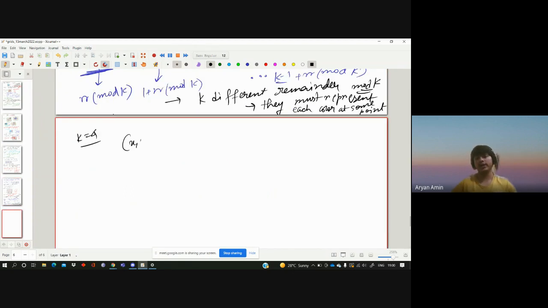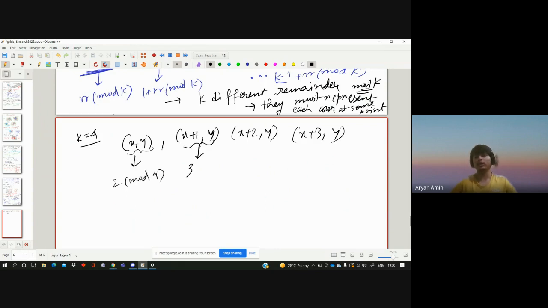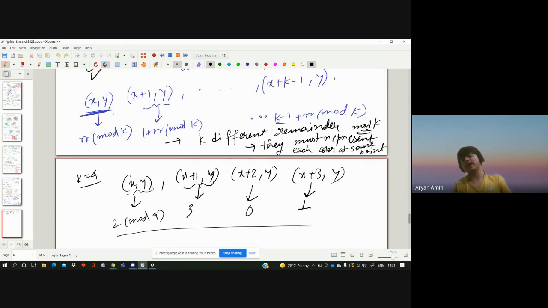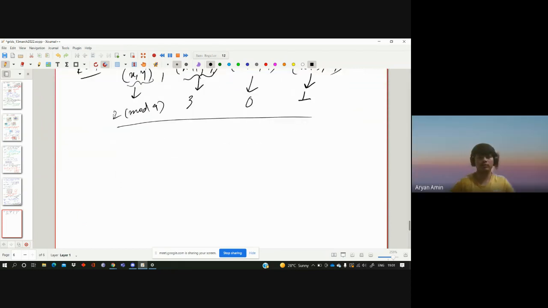So suppose a tile contains x comma y, x plus 1 comma y, x plus 2 comma y, and x plus 3 comma y. Suppose x plus 1 comma y was, let's say, 2 mod 4. Then what is this square? This is 3 mod 4, this is 4 mod 4, which is 0, and this is 1 mod 4. So these are 4 distinct remainders modulo 4, and hence they must represent each of the 4 colors. In the general case also we have k distinct numbers modulo k, and hence they must represent each of the k distinct colors. Does this make sense? Yes. Okay, so I'll move on.